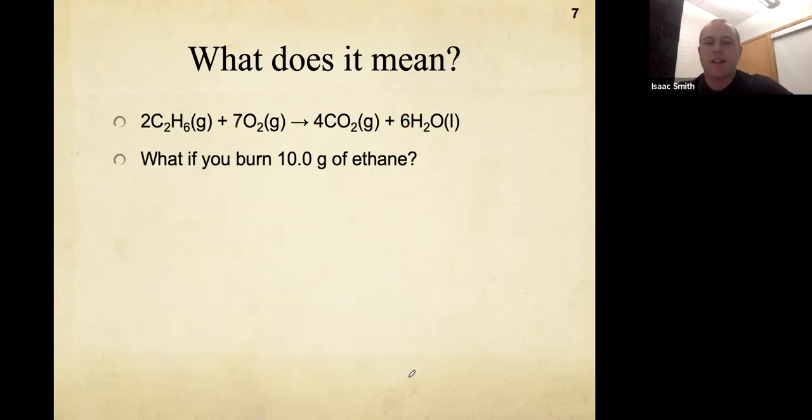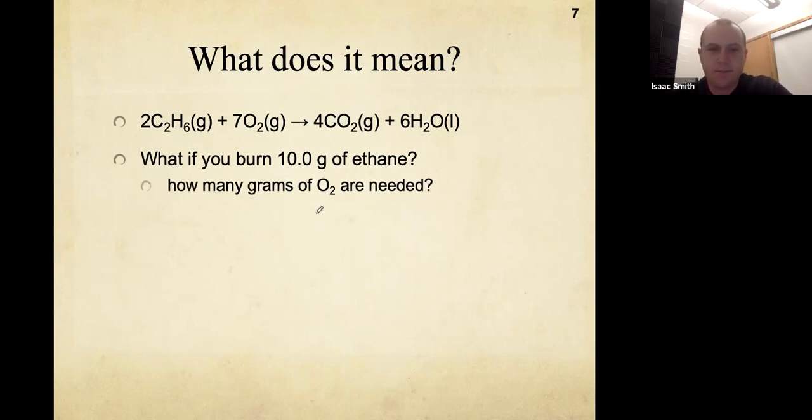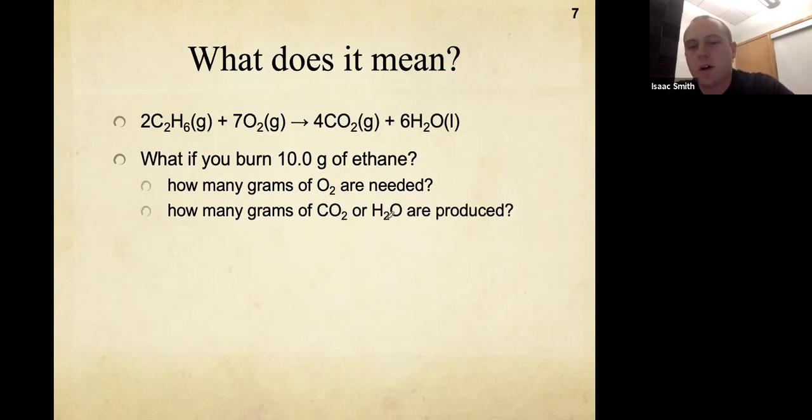So in real life, you don't measure things by molecules, right? You're not going to say, "Hey, I got a container with 4,000 molecules of gasoline in it." You're going to use weight or volume. So let's say you weighed a container of ethane and you found that you had 10 grams of ethane. How many grams of oxygen are you going to need? How many grams of carbon dioxide or water are produced? This is a lot more useful than molecules.